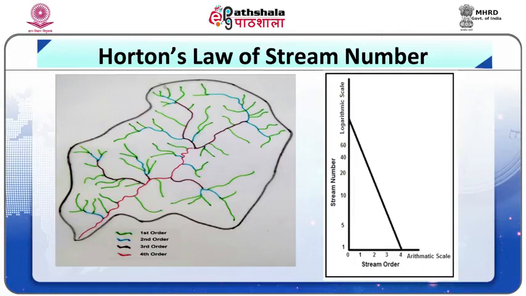Next come to stream number. The total number of streams in a particular order is termed as the stream number of that order. Here in the river basin, first order streams are shown in green color. Count all the green segments. The total will be 62. If you count second order stream shown in blue color, the total number will be 14. Likewise, the total number of third order stream is 5, and there is one fourth order stream which is the highest order in this river basin.